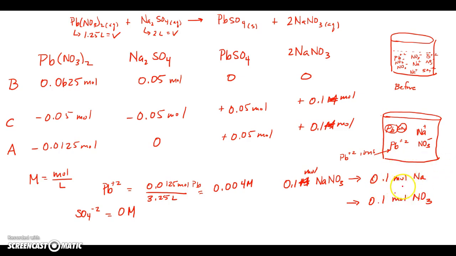Now for NO3, so let's work with Na first. Did I have any Na left over from my original? And the answer is no. So for Na, that's quite simple. I started with 0.1 moles of Na, and I had nothing left over, so it all formed into this NaNO3, which of course is still dissolved, and they are floating around in 3.25 liters of solution. So I'm going to do my division, 0.1 divided by 3.25, and that gives me the answer of 0.031 molar solution of Na plus ions.